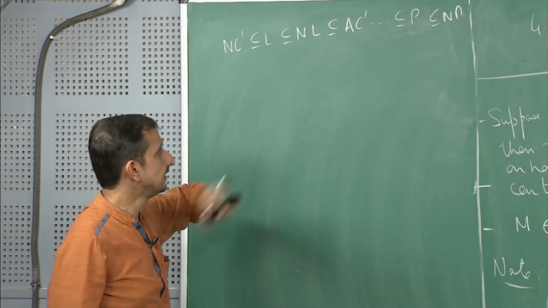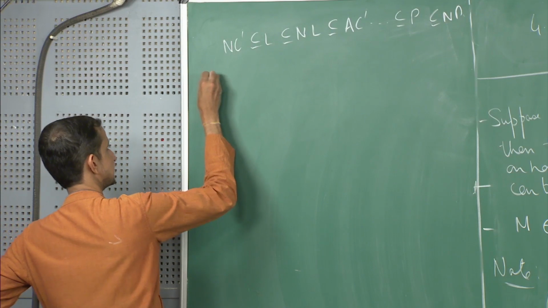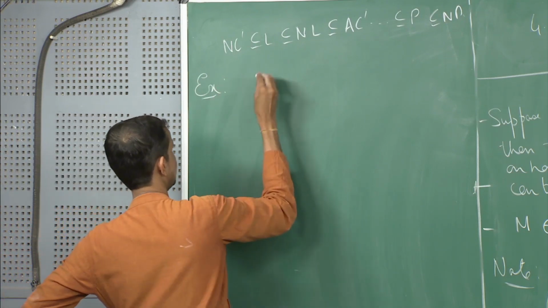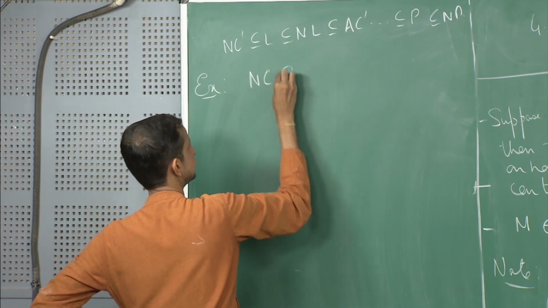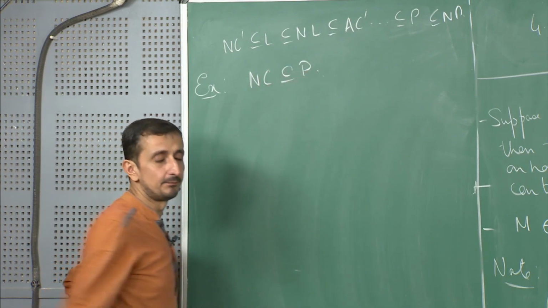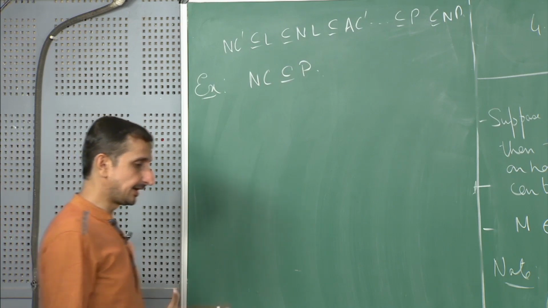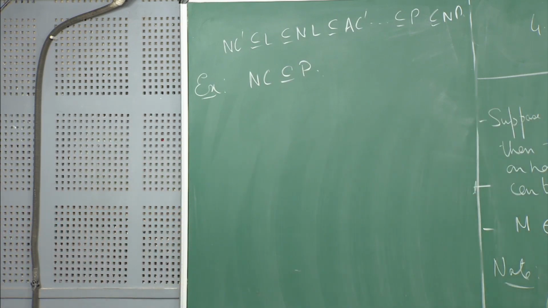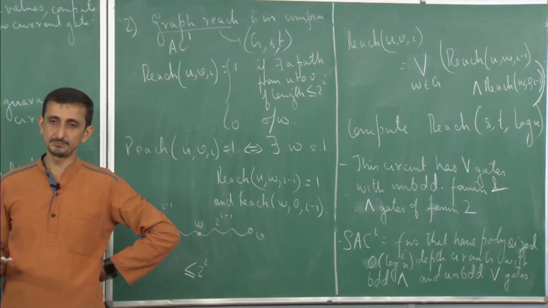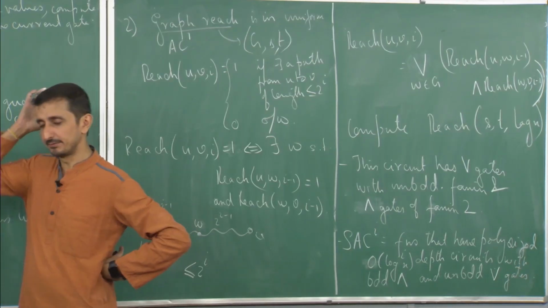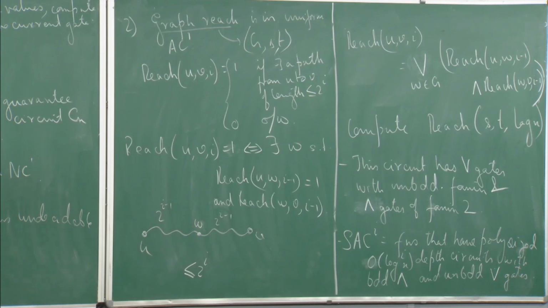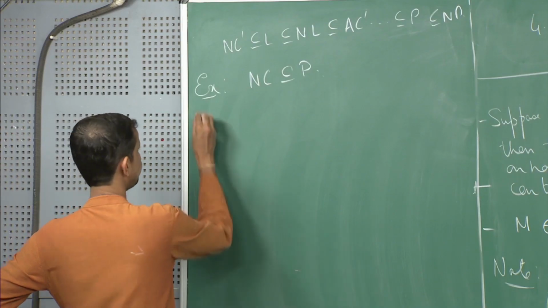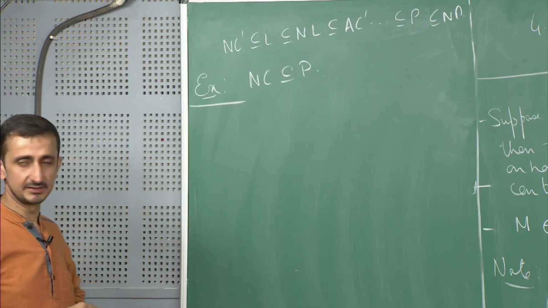So, think about this. In fact, I will just give this as an exercise: to show that NC is in P. Given any polynomial sized circuit which has log depth, polylog depth actually, it can be simulated in P. Okay. So, think about this. This completes the proof of this result.